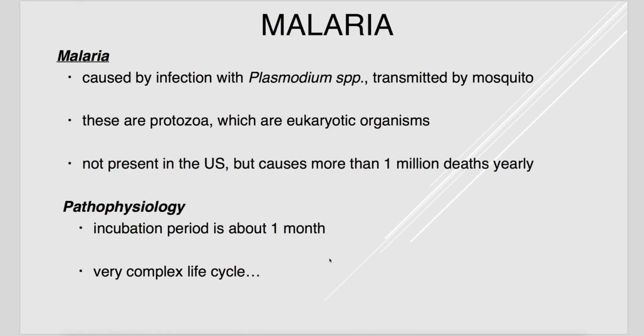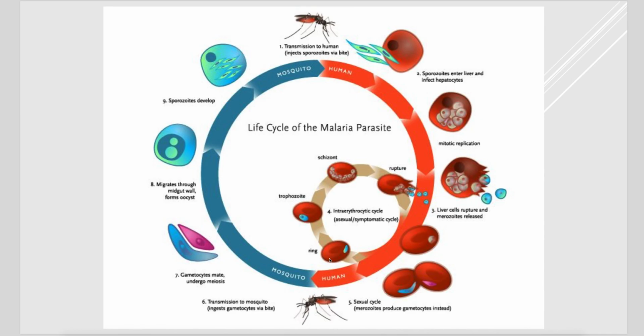And then finally, we talked about malaria, which is a protozoal infection. This is caused by Plasmodium species. There are a couple that cause malaria, and these are mosquito-borne, so they're transmitted by mosquito. We don't have this in the United States, but it is extremely deadly on the world scale, so it causes more than 1 million deaths a year. As far as the pathophysiology, incubation period is about a month, and there's a very complex life cycle which you don't need to know. But just know that it's complex and there are different phases.